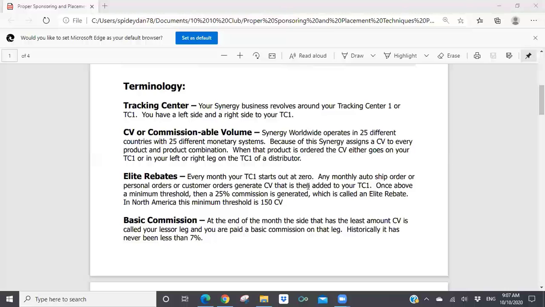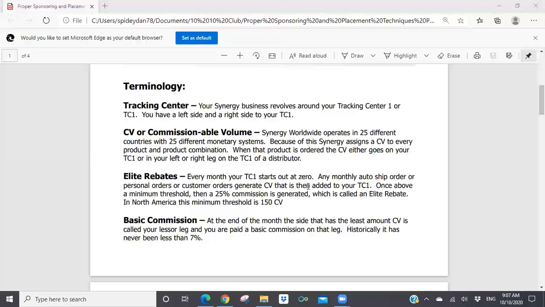And then basic commissions would be once you get to the end of the month and Synergy is closed off that month, whatever the organizational volume is on your left side and your organizational volume on your right side, they then look at that, and the side that has the least amount of organizational volume is considered to be your weak or lesser leg, and then Synergy pays you a basic commission on that leg.